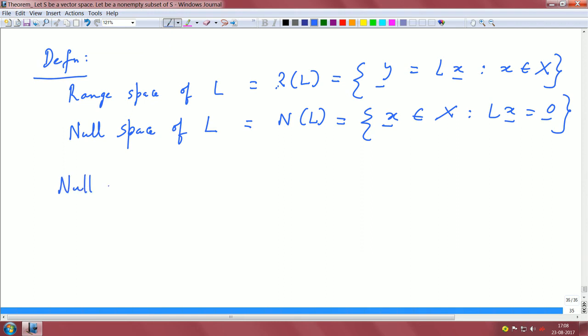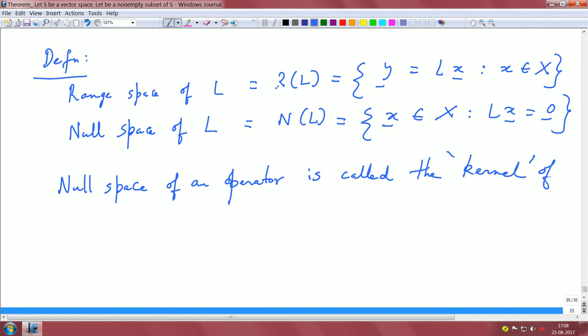And the null space of an operator is called the kernel of the operator. These are some definitions. So, now given some linear transformation, you can figure out what the range space is, what the null space is, and you can examine some of these properties.